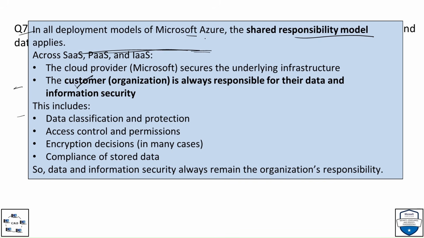So in all deployment models of Microsoft Azure, the shared responsibility model applies across SaaS, PaaS, and infrastructure as a service, IaaS. The cloud provider secures the underlying infrastructure, and the customer or the organization is always responsible for their data and information security. So this includes data classification and protection, access control permissions, encryption decisions in many cases, and compliance of stored data. So data and information security always remain the organization's responsibility.